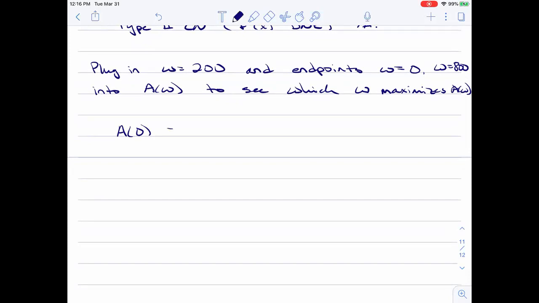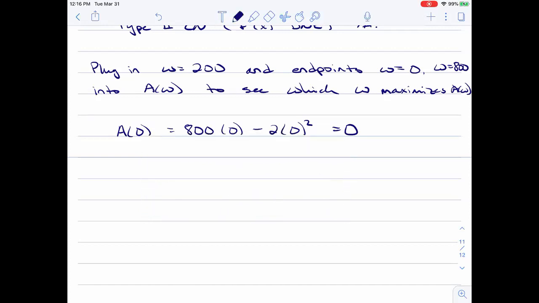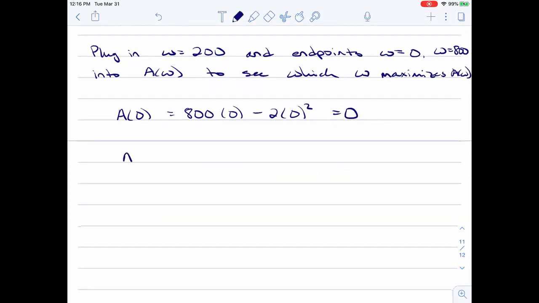A of 0 is 800 times 0 minus 2 times 0 squared, which is 0, right? Which makes sense if we're just doing a fence from here, and we've used all our 800 there, the area is 0. So that makes sense. If the width is 200, then we get 800 times 200 minus 2 times 200 squared, which is going to be 80,000.